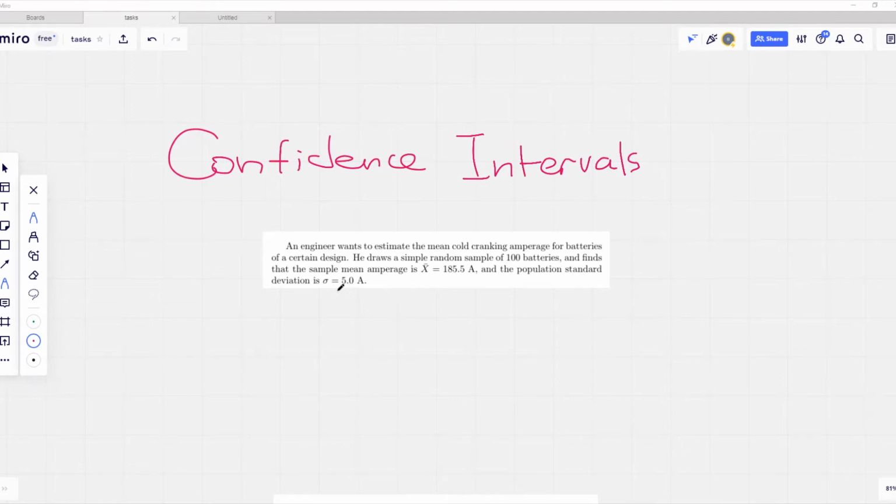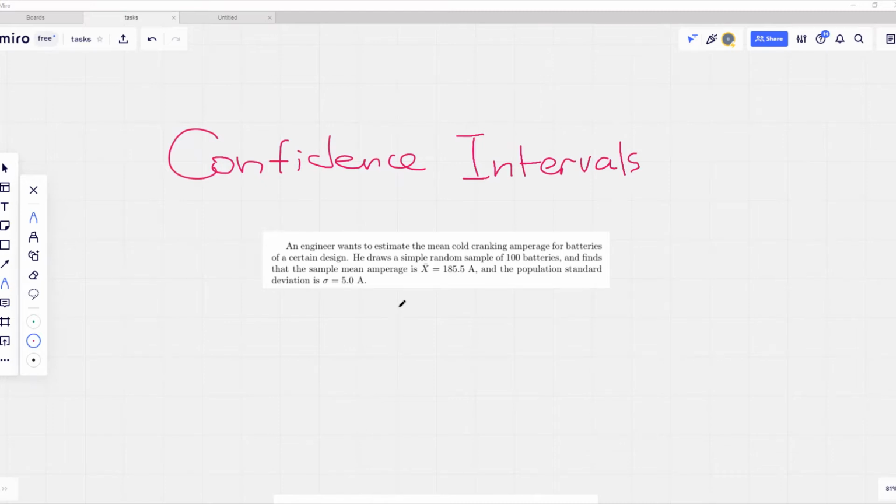An engineer wants to estimate the mean cold cranking amperage for batteries of a certain design. He draws a simple random sample of 100 batteries and finds that the sample mean amperage is X bar equal to 185.5. And the population standard deviation is given as sigma equal to 5.